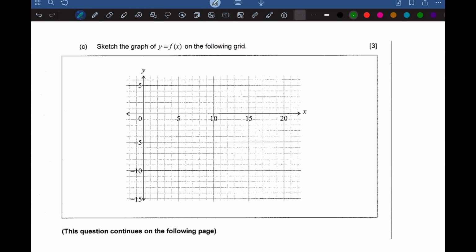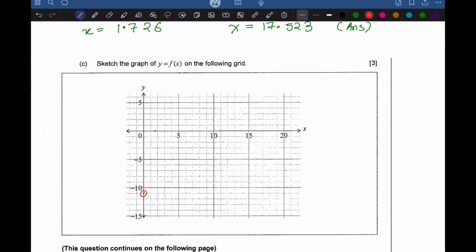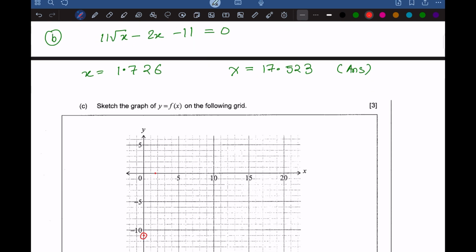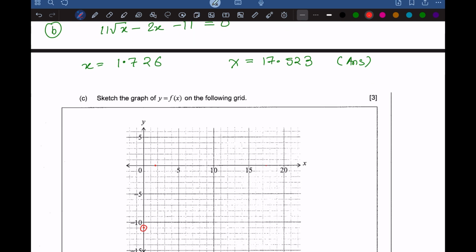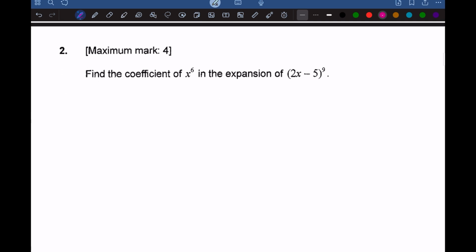Now next, we have to sketch the graph of f(x). So it starts at minus 11. So we have 1 point here, right? Then we have a root at 1.726, approximately here. And then we have another root at 17.5. 17.5 is here. So approximately the graph, like from the GDC, it should look like this. Go up, right? Then go and go down like this. This should be approximately the graph, right? Now with this we are done with question 1, and we'll start with question 2.